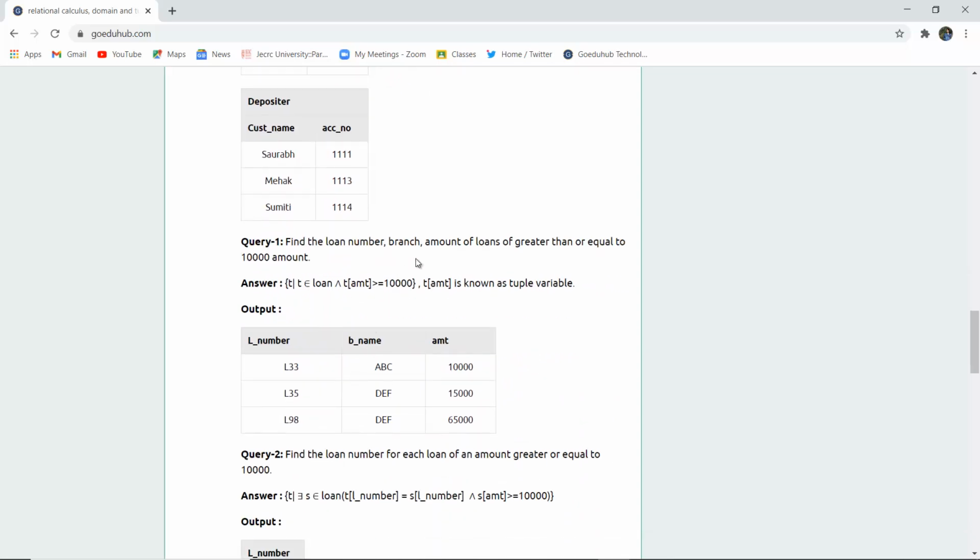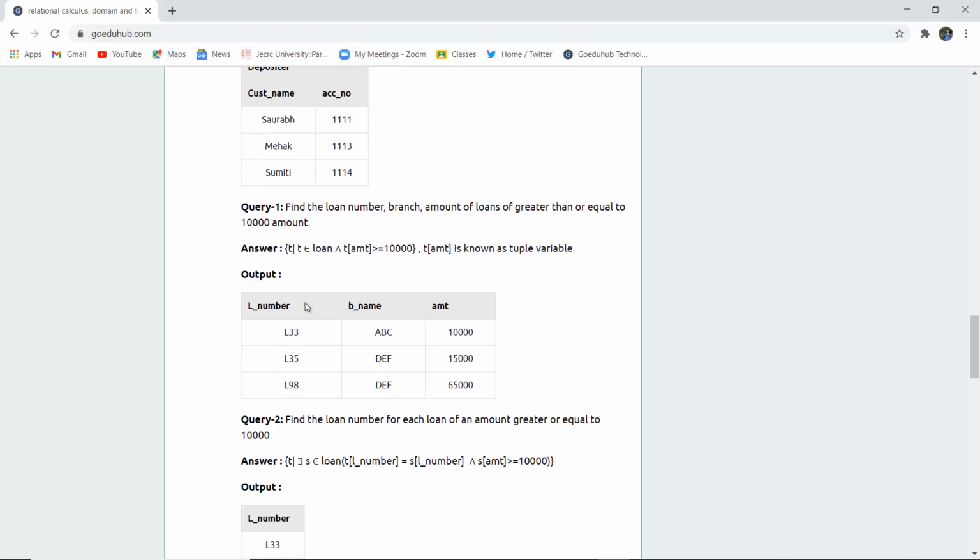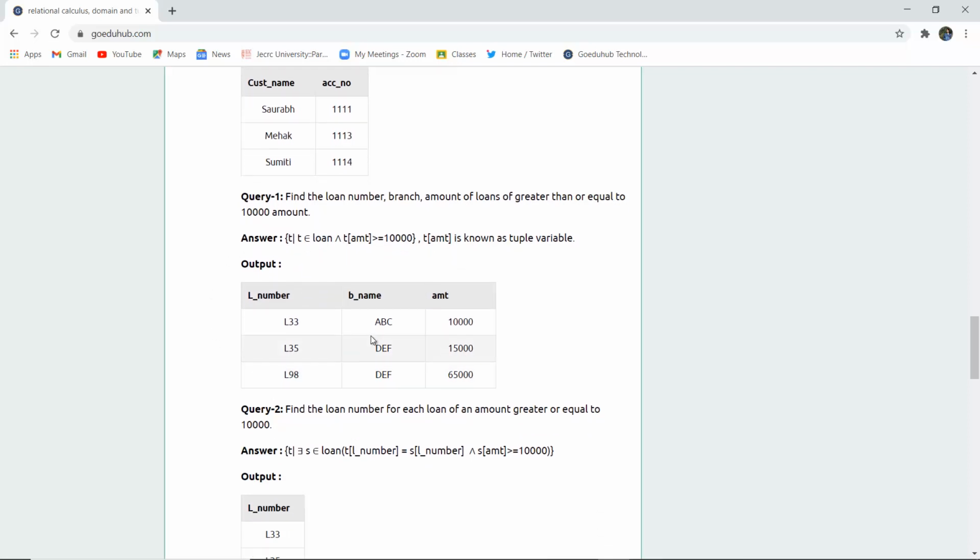Now find the loan number, branch and amount of loans with an amount greater than or equal to 10,000. So this is how the query is written. This is the returning tuple T, executing on loan where the amount is greater than or equal to 10,000. T amount is known as the tuple variable over here. So this is how the query is written.